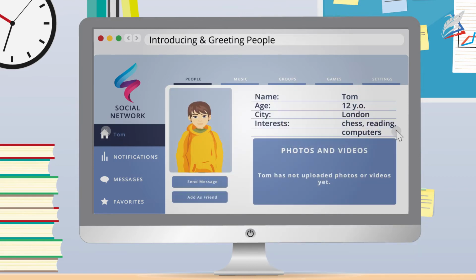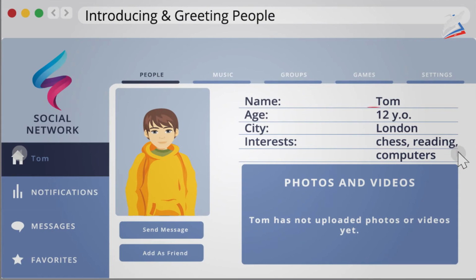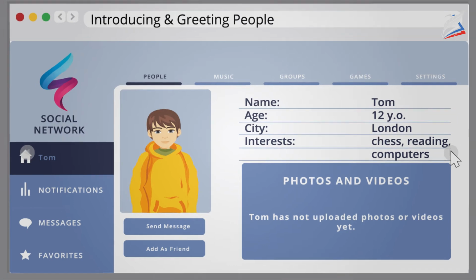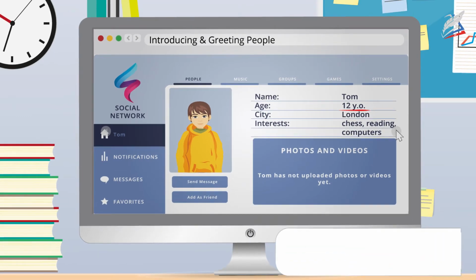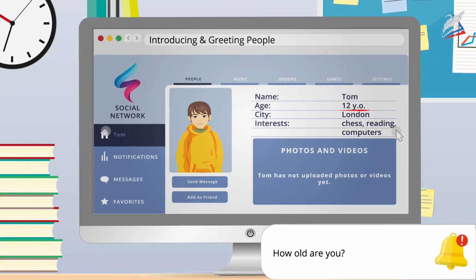This is Tom's profile. Here you see his full name. What question would be suitable in this case? That's right. What's your name? Next comes age. And the question is, sure, how old are you? We can also see some information about his hobbies and interests. What should we ask in this case? What are you interested in? As far as we can see, he is keen on chess, reading, and computers. So I suppose he's quite smart.